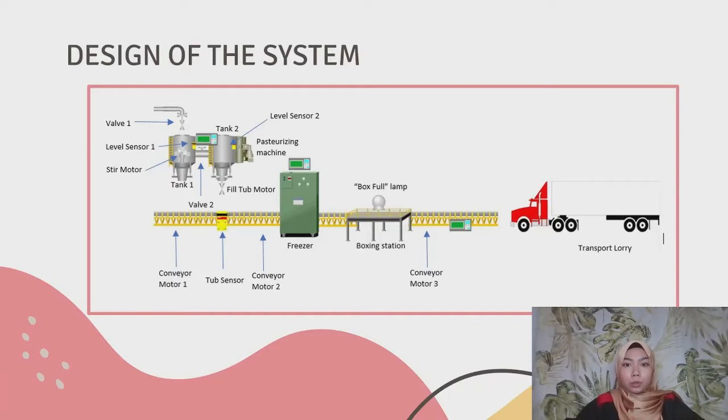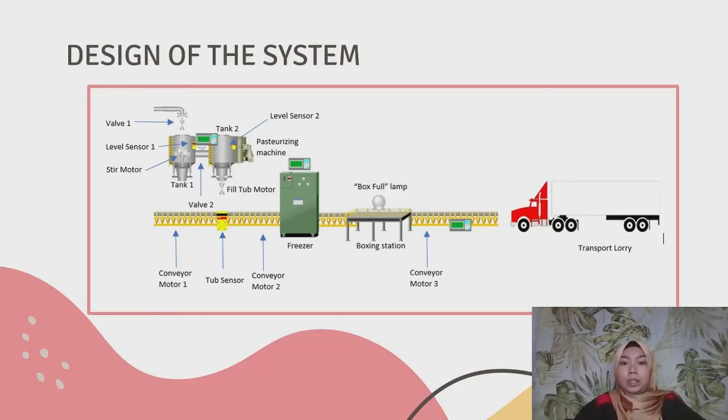So I am going to continue the presentation with some explanation on the designs of the system. So let's take a look at the system. The system will consist of 2 tanks, 1 freezer, 1 pasteurizing machine, 1 stir motor, 1 fill-top motor, several sensors, 2 valves, 3 conveyor motors, 2 timers, and 2 counters. Overall, the system will consist of 8 inputs and 9 outputs.